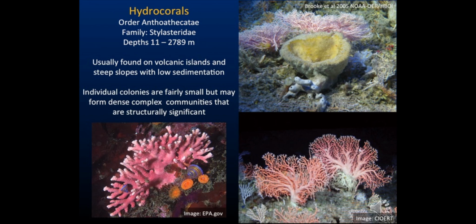Hydrocorals, like stony corals, have calcium carbonate skeletons, but are much more fragile than stony corals and do not form reef structures. They can, however, be very abundant and provide habitat for other fauna. The most notable area of hydrocoral abundance and diversity is on the slopes of the Aleutian Islands in Alaska.